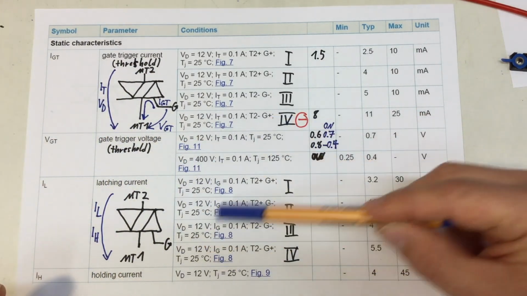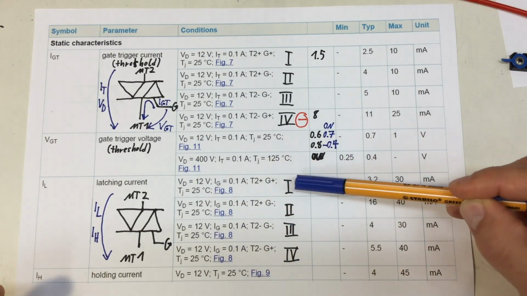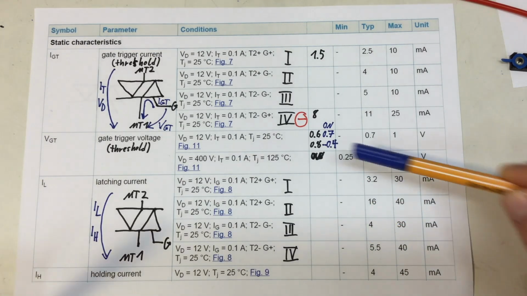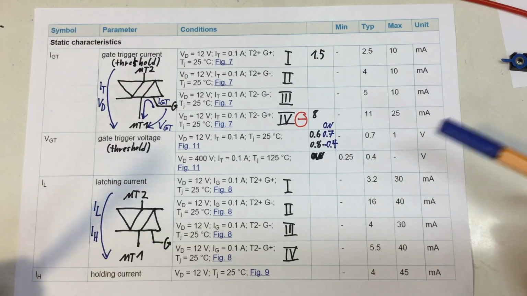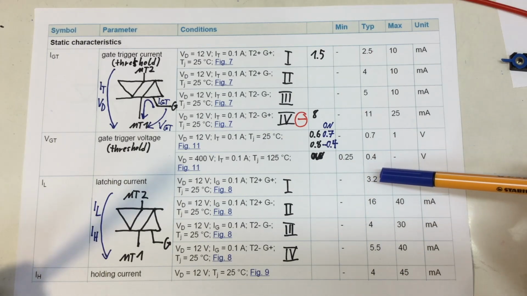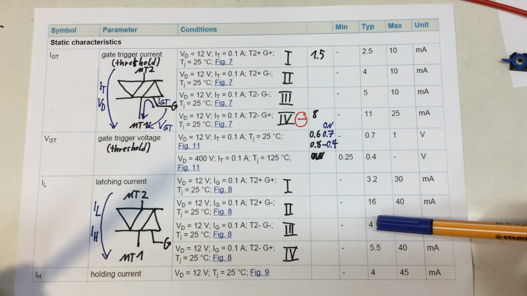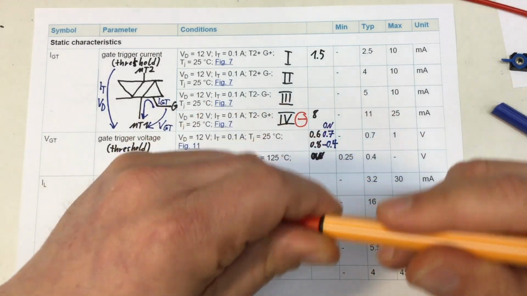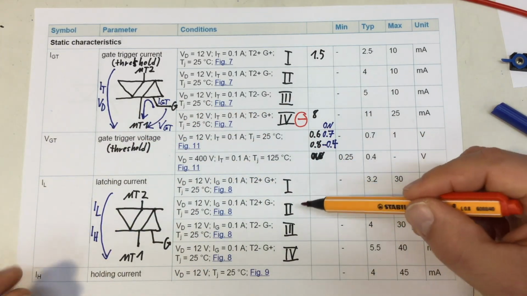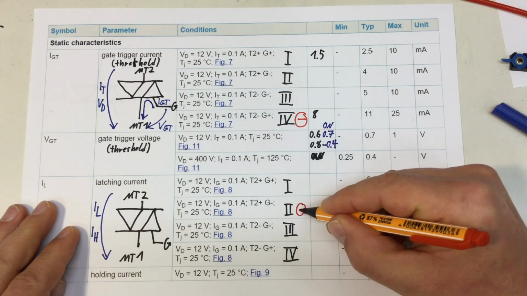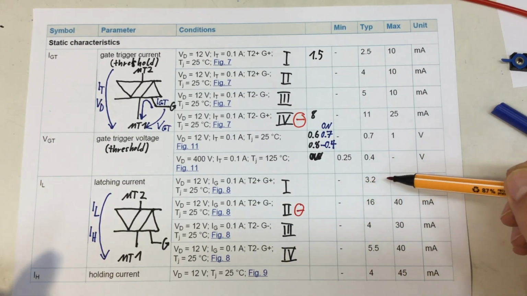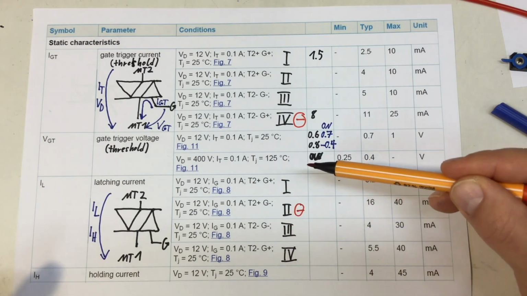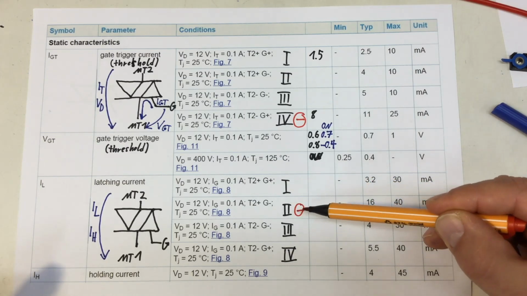And as you can see, the latching current again is dependent on the quadrant you're operating the TRIAC in. But this time it's a little bit different. In quadrant 1 you have 3.2 milliamps typical, and in the other quadrants 16 milliamps, 4 milliamps, 5.5 milliamps. And this time, obviously, quadrant 2 is the worst. Quadrant 1 is still the best.